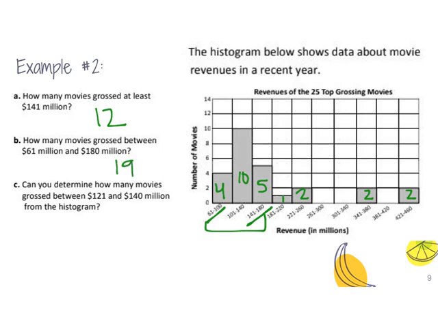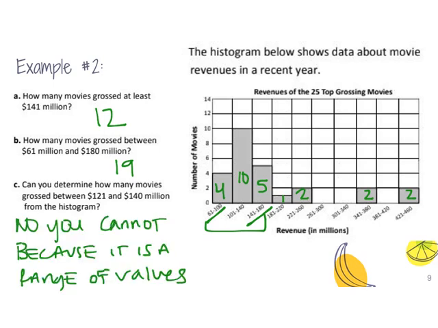And then can you determine how many movies grossed between 121 and 140 million from the histogram? We actually can't determine exactly how many because the histogram only gives us ranges and not actual values. Okay, and then I just want you guys to make sure we have kind of what we're talking about here. So these were 19 movies and these were movies as well. Okay, so that is it for the notes today. I will see you guys later.